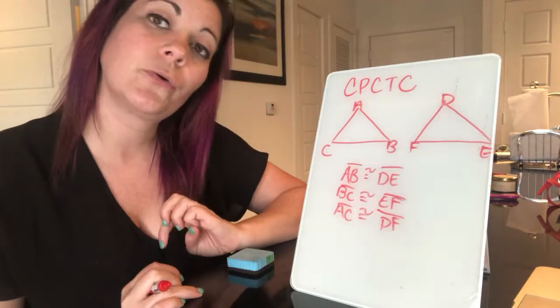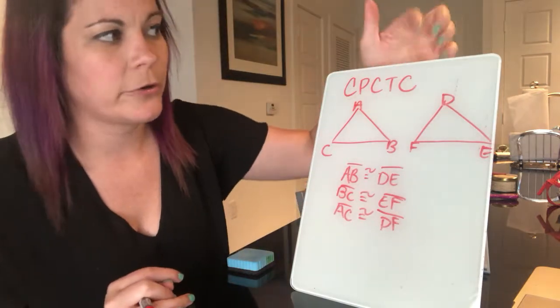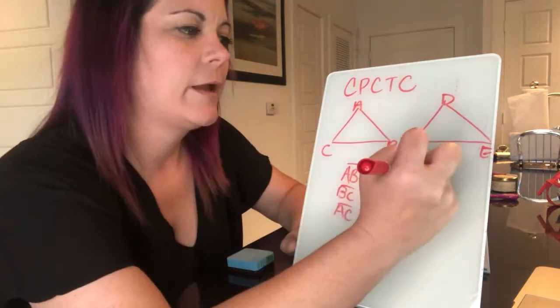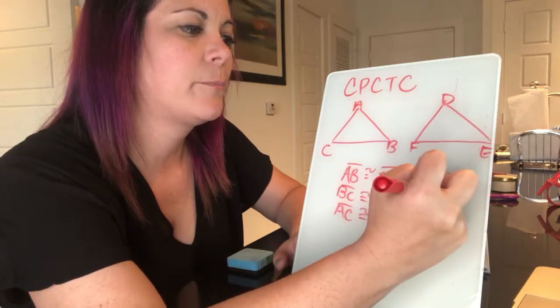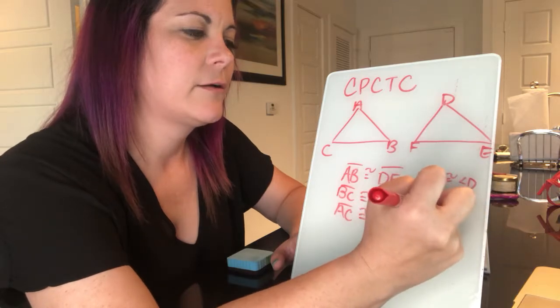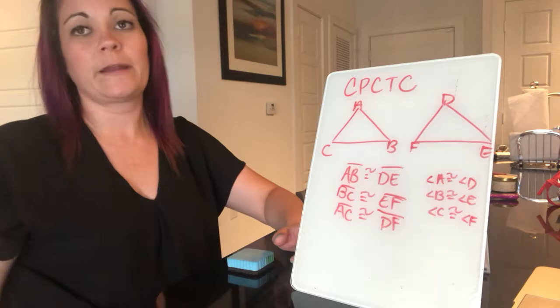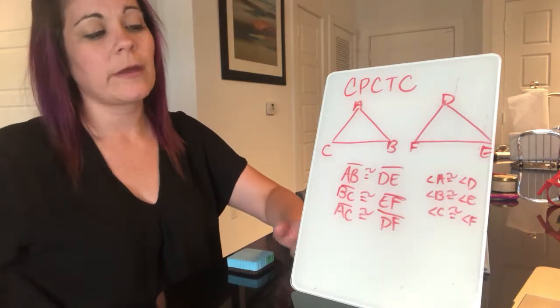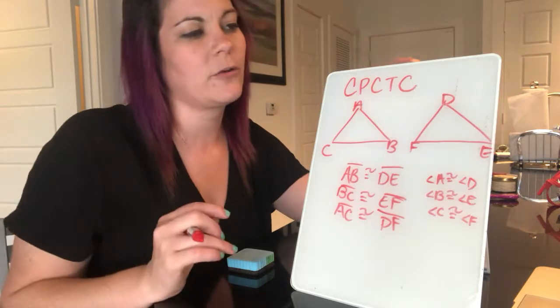And then also their angles have to be congruent as well, because corresponding parts of congruent triangles are congruent. So angle A has to be congruent to angle D, angle B has to be congruent to angle E, and angle C has to be congruent to angle F. And if all 6 of these things are done, then we know that these triangles are congruent.